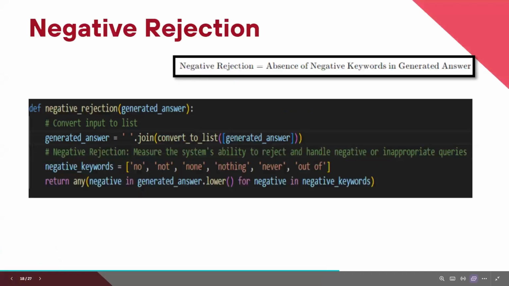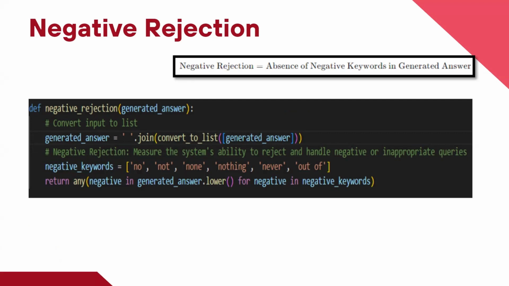Now coming to the negative rejection, it is the ability to reject inappropriate queries, which is measured by checking for the presence of negative keywords in the generated answer. Let's define a function as negative_rejection that takes one argument, generated answer. We will use our helper function, that is to_list, to split the generated answer into individual characters or words.